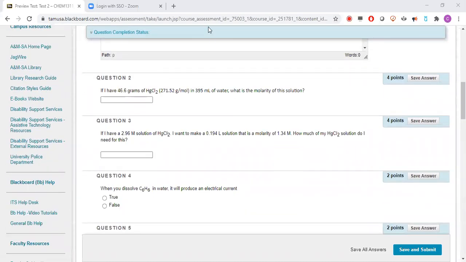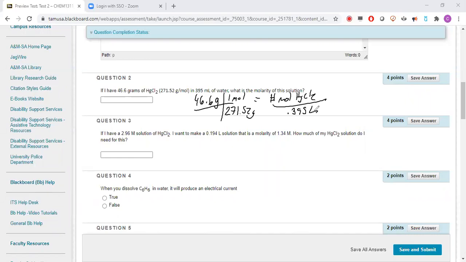Question 2. If I have 46.6 grams of mercury chloride, what's the molarity? So I need to take my mercury chloride, that's in grams, and convert that into moles, right? So I get the amount of moles of mercury chloride when I do that. And molarity is moles divided by liters, so divided by 3.935 liters.